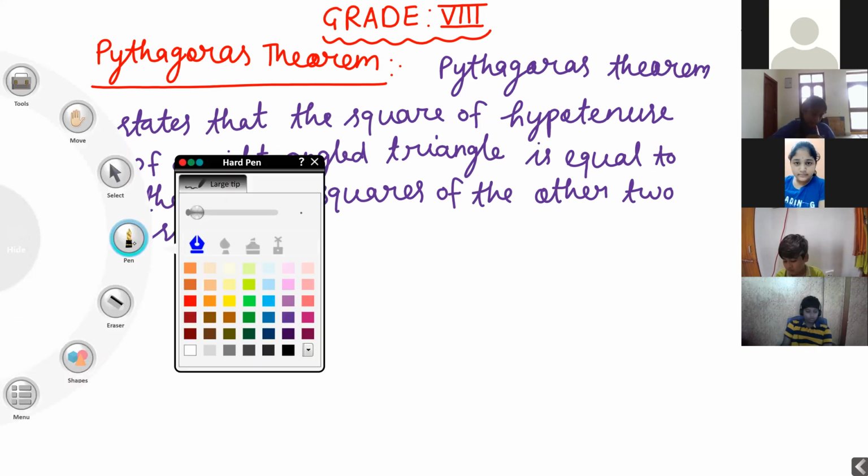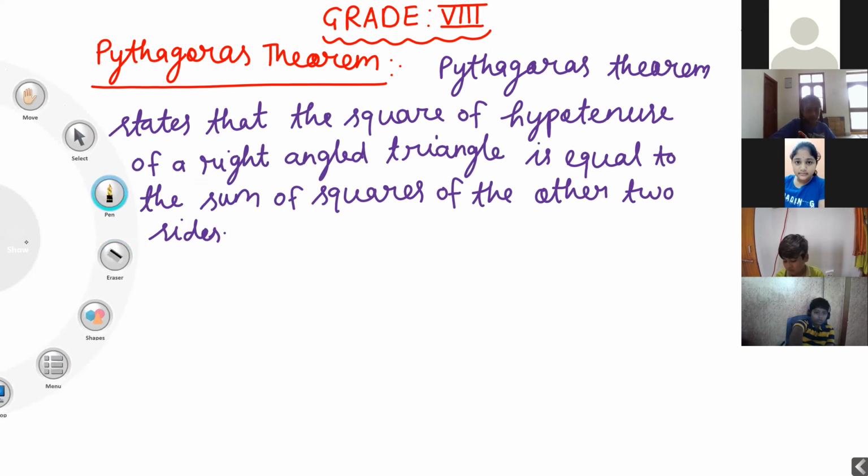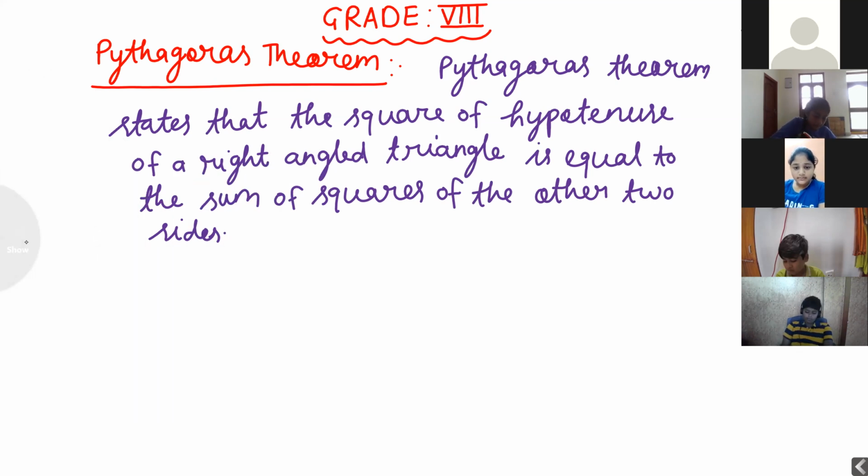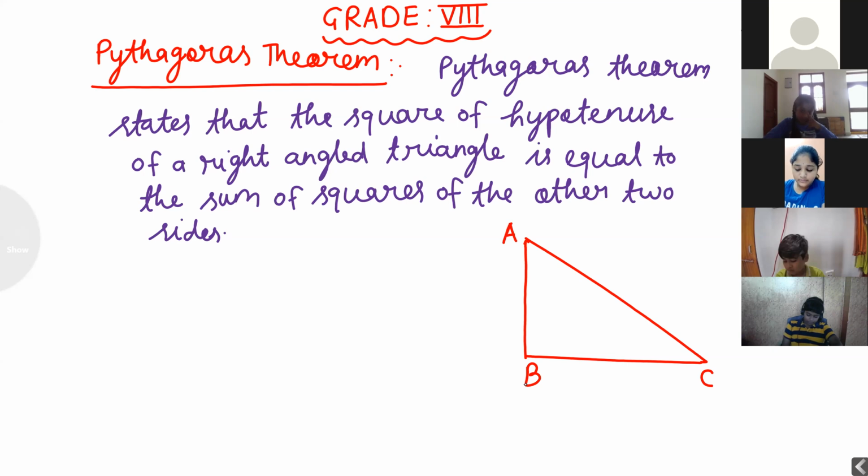Draw this figure on the right side. Can we apply Pythagoras theorem here? Yes. Why can we apply it here? Because the triangle is a right angle triangle. If the triangle is a right angle triangle, then only I can apply Pythagoras theorem. We can say Pythagoras theorem is applicable for right angle triangles.